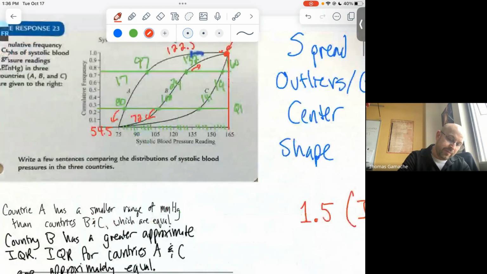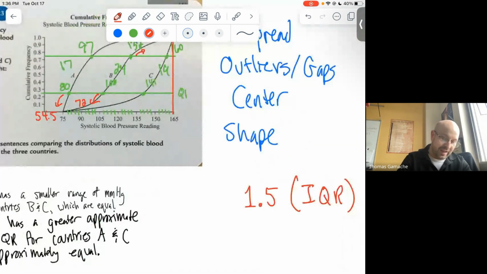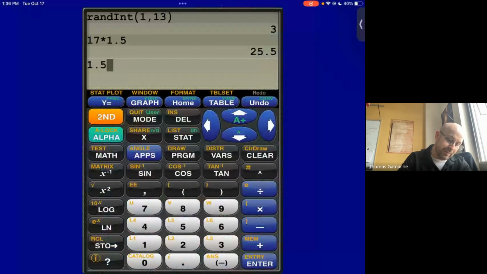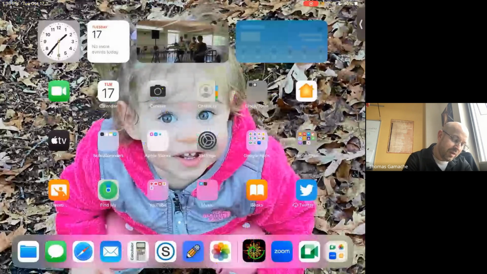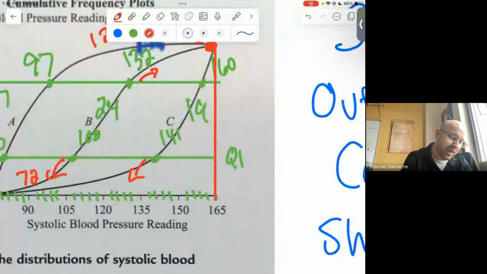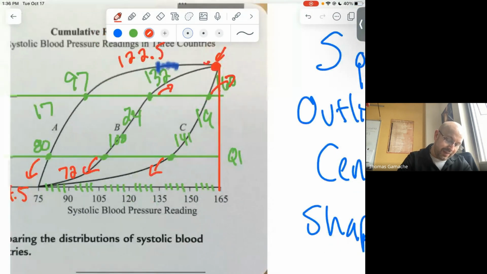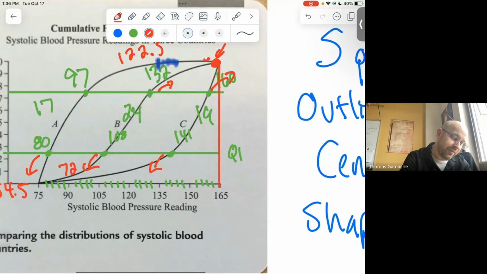Now country C, we're going to do 1.5 times 19. Again, I'm not getting that brave. I'm going to do it by hand. 28.5. Cool. So if I take 28.5, subtract that from Q1, add that to Q3, that'll give me my high outliers. So the number I had again, that's why I'm going back to my calculator here, was 28.5. Okay. That's easy to add to 160. That'd be 188.5. So I definitely don't have any high outliers for country C.